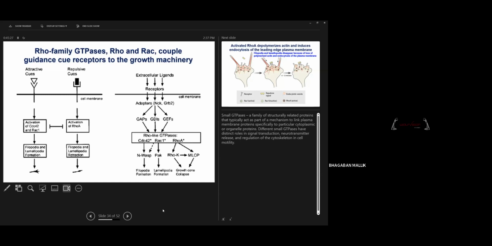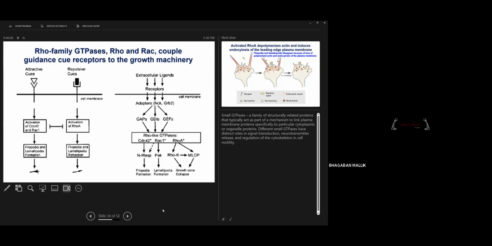Here the extracellular ligands bind to the receptor, and it generates sets of adapters, and these adapters act on the small GTPases, either CDC42 and RAC1 GTPases, which act as attractants and initiate the polymerization of G actin to form F actin. So it forms the filopodia, or it activates RhoA, where you have depolymerization of the filopodia and collapse of the growth cone. Remember that RhoA is a kind of inhibitor for formation of filopodia.